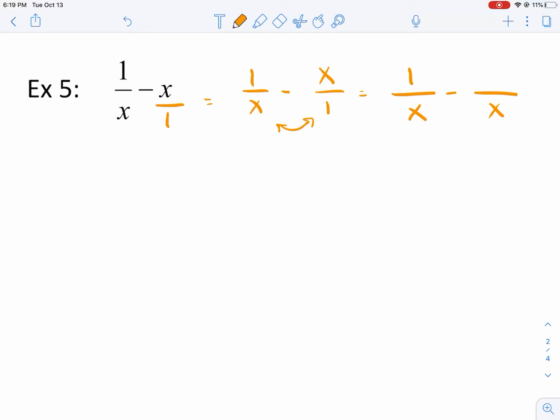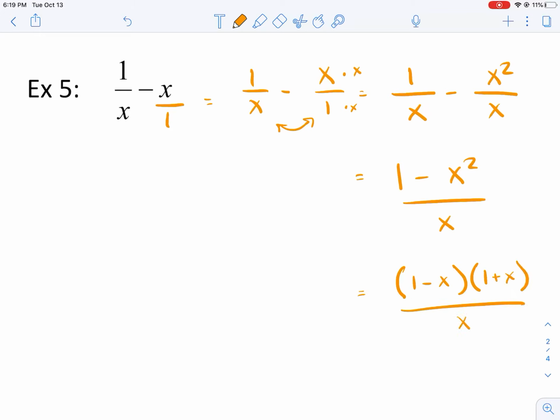So on the left side, we keep the 1 over x because we didn't have to change anything. I liked the denominator. The only thing we had to change is that I had to multiply the top and the bottom on the right side by x. So x times x is x squared. And so now we're left with 1 minus x squared all over x. Finally, this is a difference of two squares. So this is 1 minus x, 1 plus x, all over x.